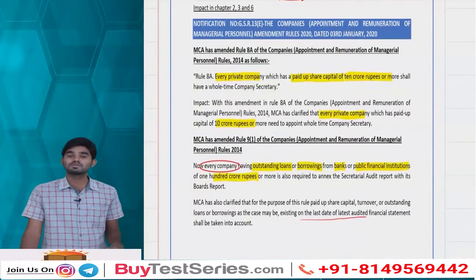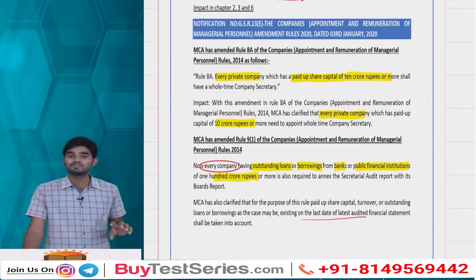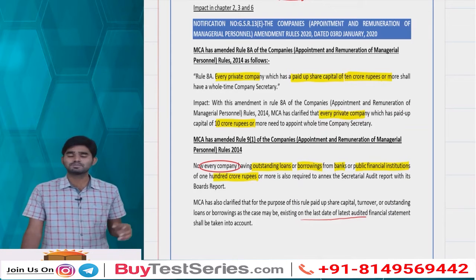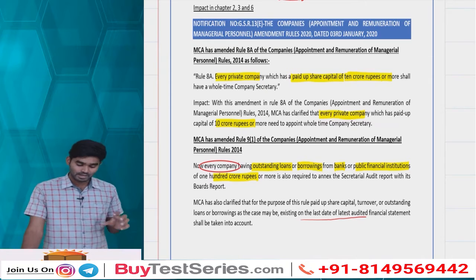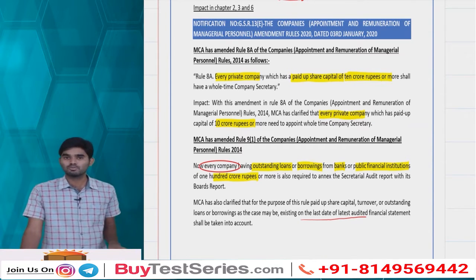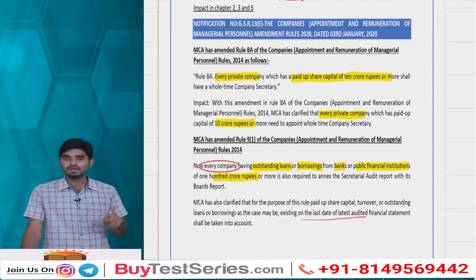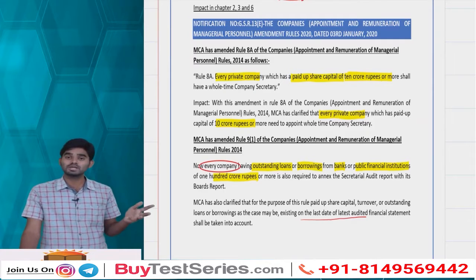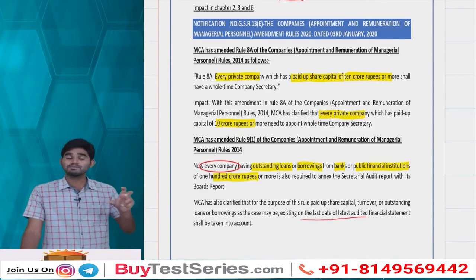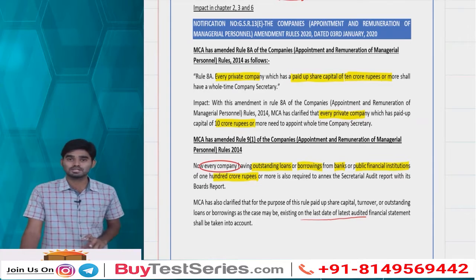Then you have seen the amendment with respect to appointment of a company secretary in a private limited company, where the amounts have been increased. The paid-up capital has been increased from 5 crore to 10 crore, Rule 80A amendment. And Rule 9 has been amended with respect to the secretarial audit report, where a new provision has been added, with respect to every company, be it private or public. Earlier we had only listed companies and public companies, with paid-up capital and turnover of 50 and 250 crores respectively.